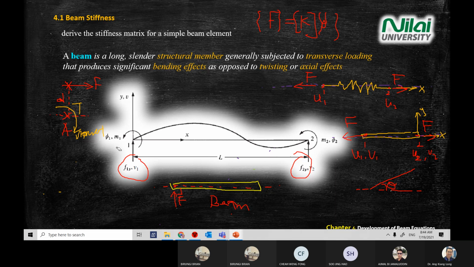What? The movement. Movement. No, the torque. Torque or what? There's a torque. Another word for torque is what?